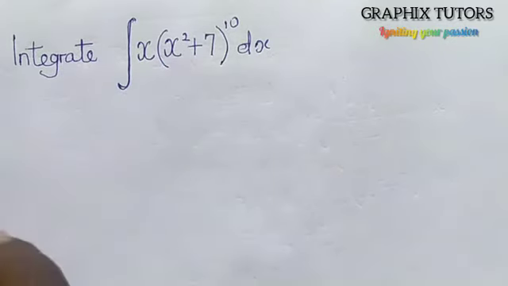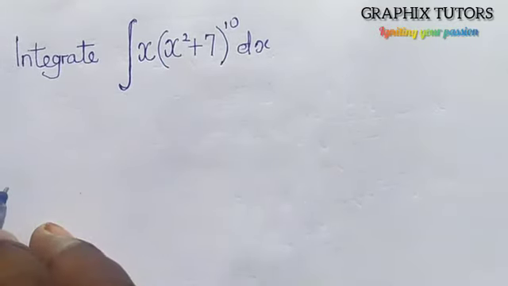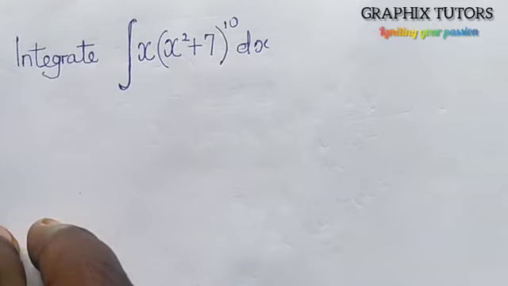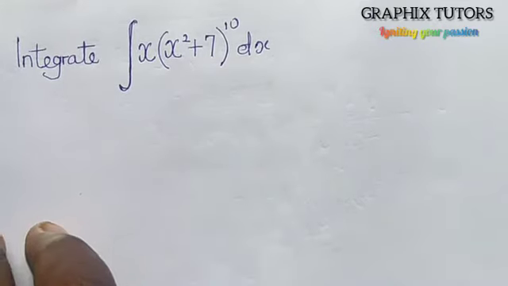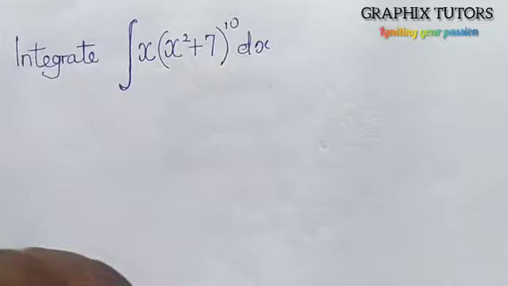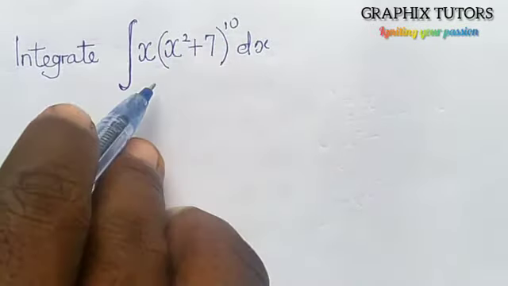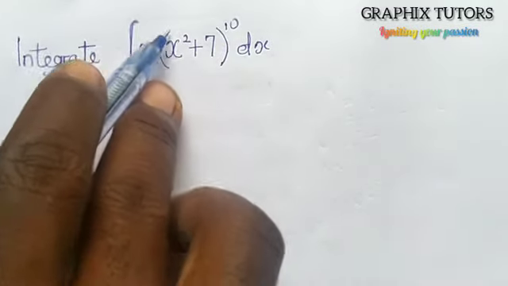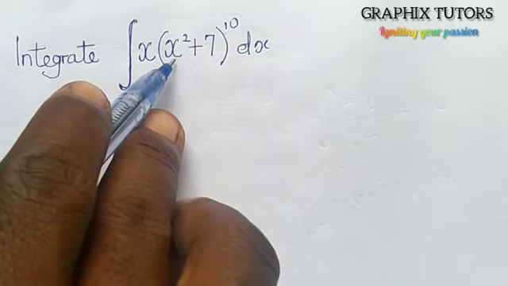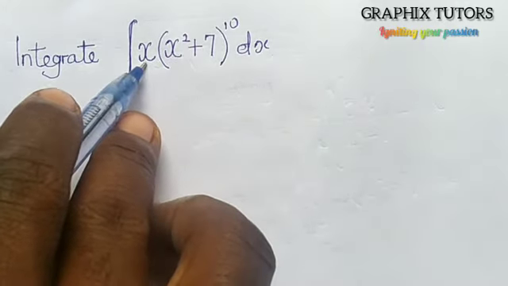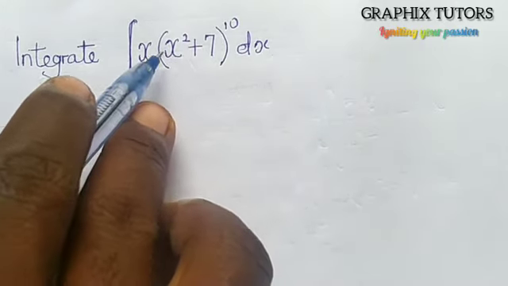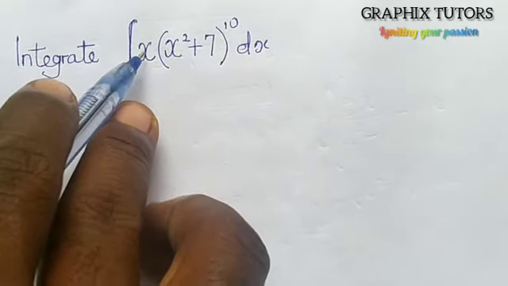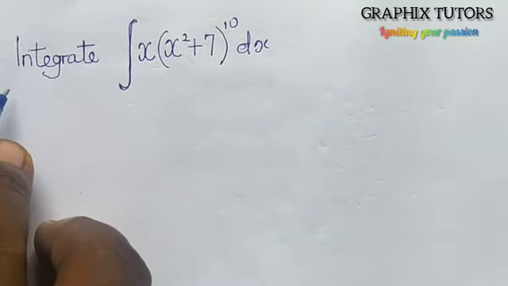With respect to x. So what we'll simply do here is use the substitution method. Why? The reason is the power. If I differentiate x squared, I will have something that is already present, which is x. x squared will give me 2x, and I already have x in the equation.